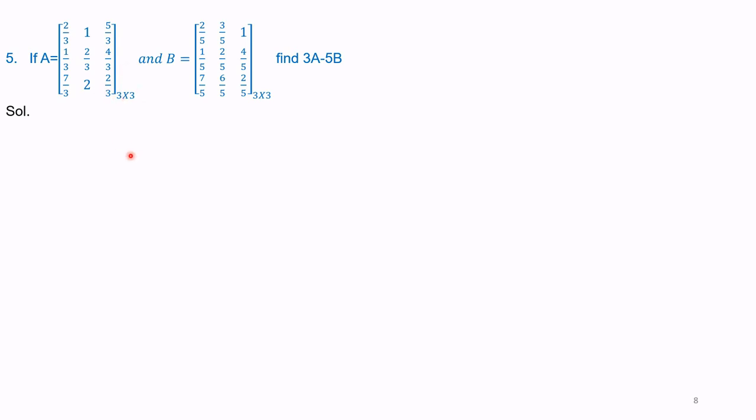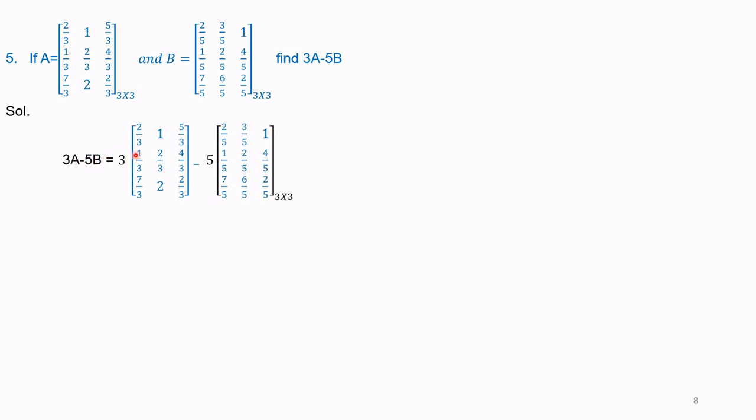Therefore, we will find 3A. 3 into A, as it is we can write. Copy from here. 3 is outside. A minus 5, minus 5 is written here. B is copied from here. Therefore, 3A minus 5B is given. Please note down and practice. Therefore, we get 3 into 2 by 3 is 2. 3 into 1 is 3. 3 into 5 by 3 is 5. 1 by 3 into 3 is 1. 2 by 3 into 3 is 2. 3 into 4 by 3 is 4. 3 into 7 by 3 is 7. 3 into 2 is 6. 3 into 2 by 3 is 2. So we have found this is 3A.